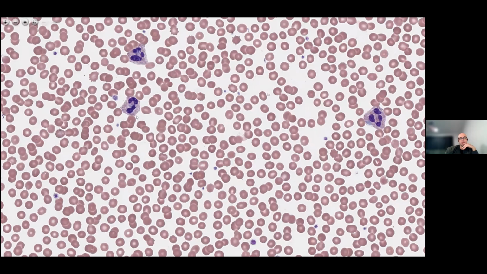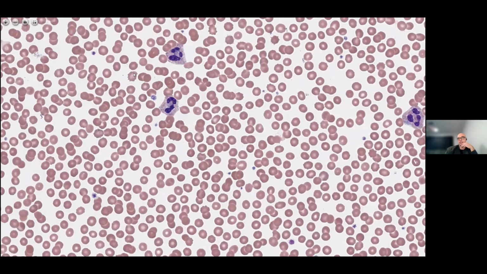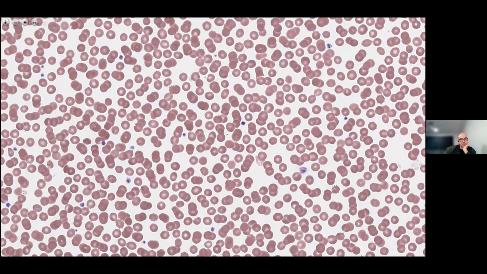So there's no significant numbers of abnormal poikilocytes. A poikilocyte is an abnormal cell shape for a red cell, and they're normocytic and normochromic.